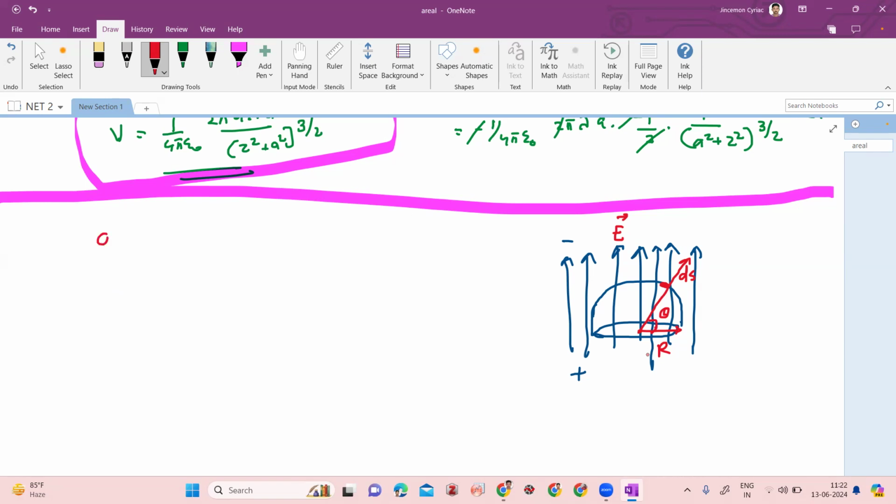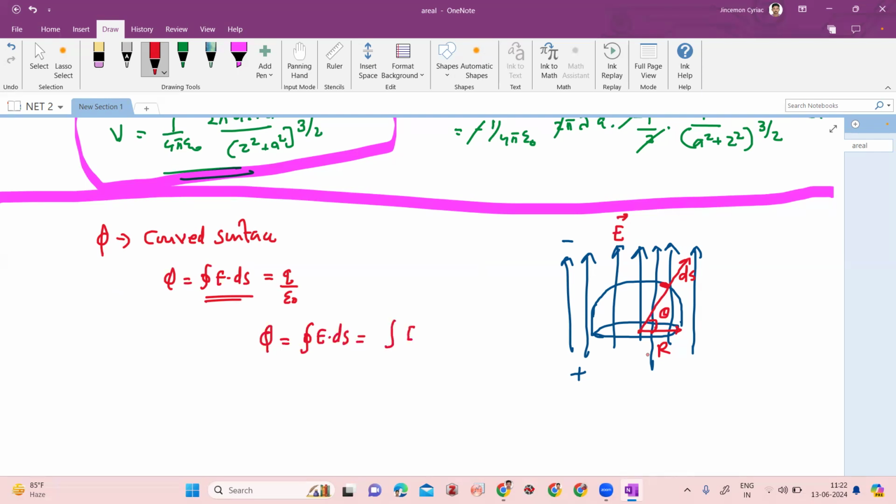We can calculate phi of this curved surface. Again, do we have two equations? Phi is equal to the surface integral E dot dS, and phi is equal to Q by epsilon. So we can take the equation phi is equal to the surface integral E dot dS. It's another type of problem, that is equal to the surface integral E dS cos theta.